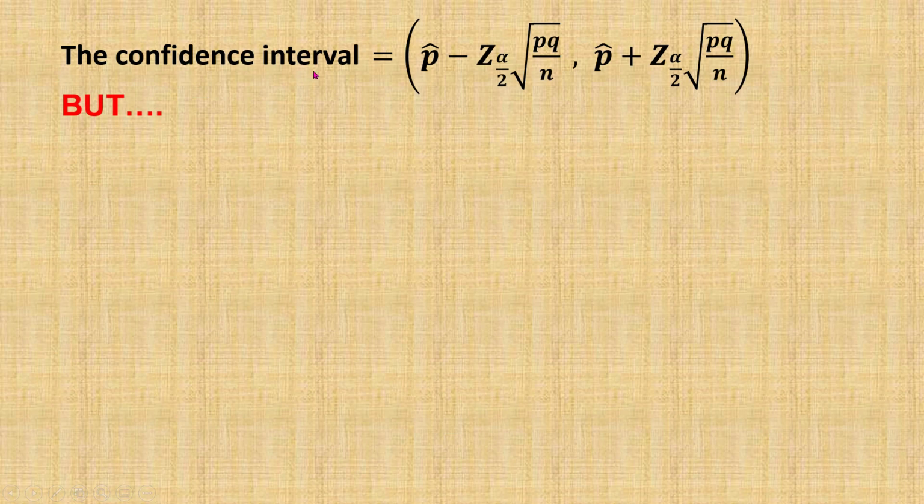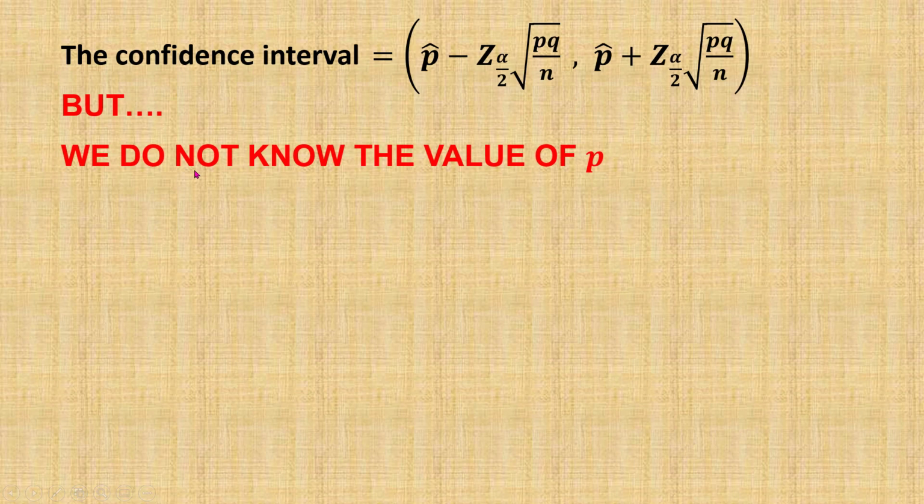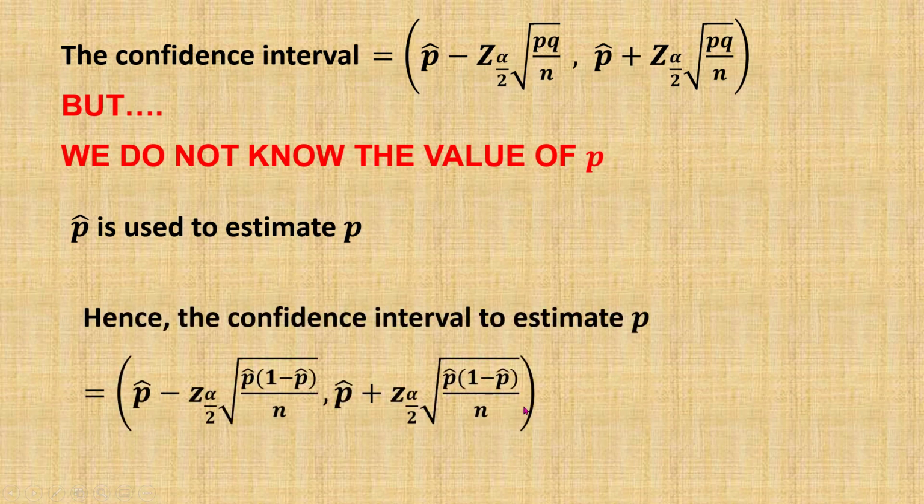But for this confidence interval, we found that we have one problem. That is, we do not know the value of the population proportion p. So to overcome this problem, we are going to use the unbiased estimate of the population proportion, p hat, to estimate the population proportion. So therefore, this is the confidence interval for the population proportion.